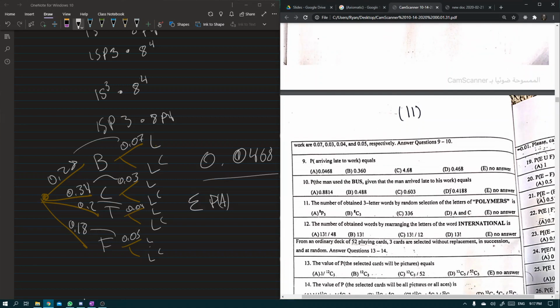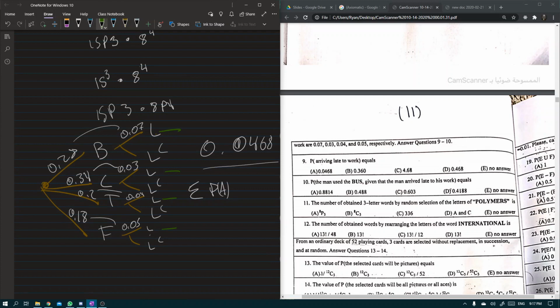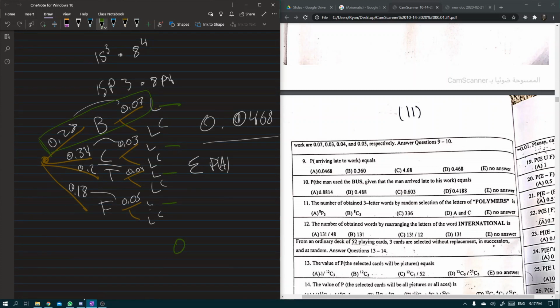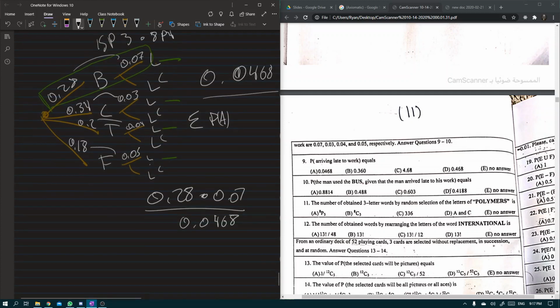Okay, given that the man arrived late to work, you know that it's within these branches. What is the probability that the man used the bus? That's going to be 0.28 times 0.07 over the total, 0.0468. So then that should be the probability. It's like the homework. Okay, so this is 0.41.